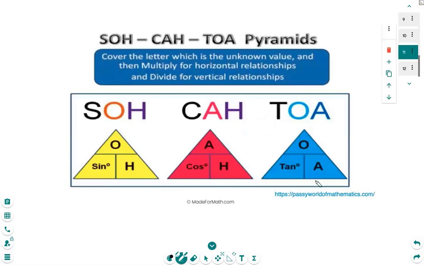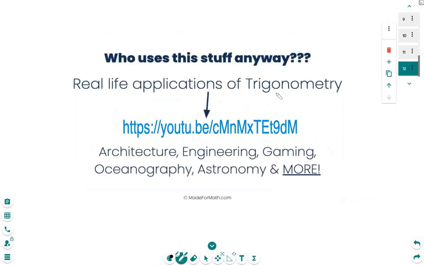Now, if you haven't checked out Passy's World of Mathematics, he has some really neat color-coded visuals on his website, as well as some real-life application for trigonometry. So here's another great visual for how you can use this mnemonic device, as well as these little triangles to help you work through some trigonometry ratios. And here is a YouTube video link that is super awesome that talks about real life application of trigonometry.